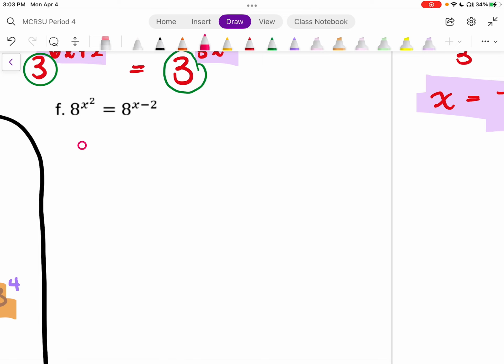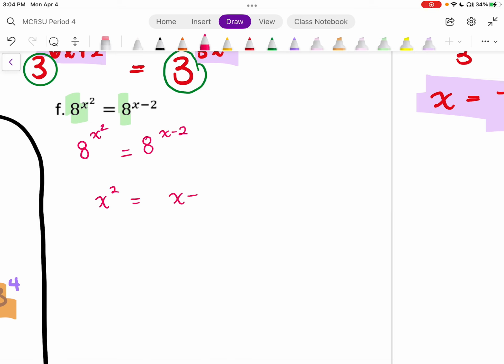So we have 8^(x squared) equals 8^(x minus 2), right? So here we actually have the same bases. We can just bring down the exponents. So we have 8, oops, sorry, that should be 8 to the power of x squared, right? Same base, so you don't have to change anything. We're just going to bring down the exponents.